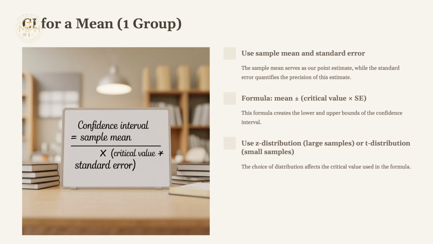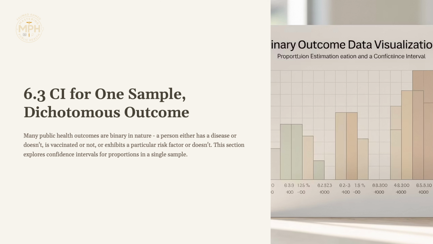If the sample size is large, we use the z distribution. If the sample is small, we use the t distribution. The final interval gives us a range where we believe the true population mean lies, with a given level of confidence. Third is CI for one sample, Dichotomous Outcome 6.3.